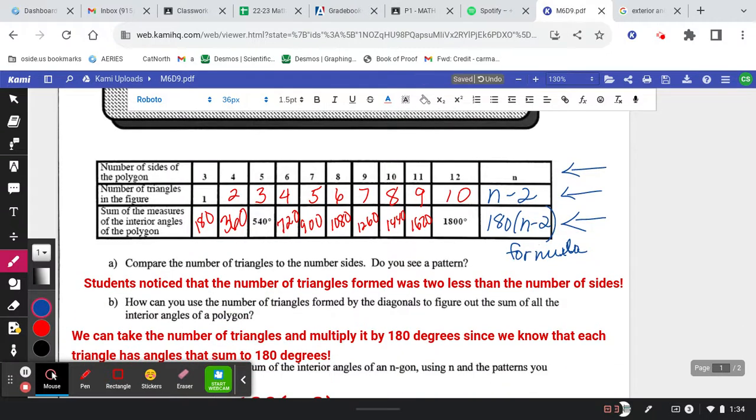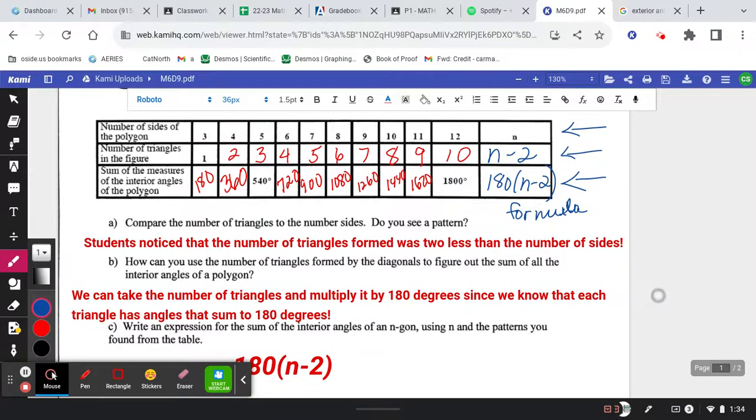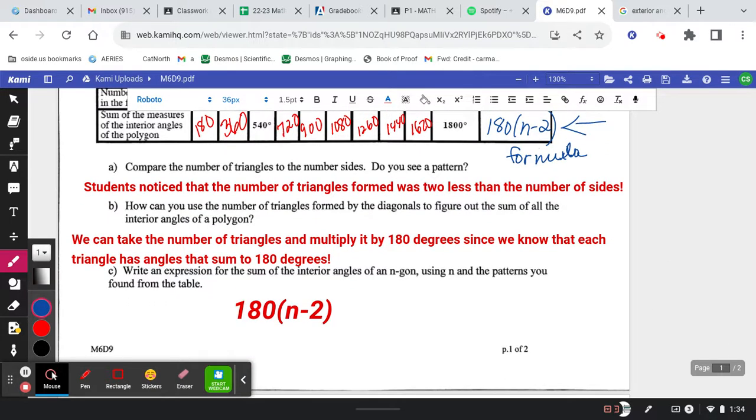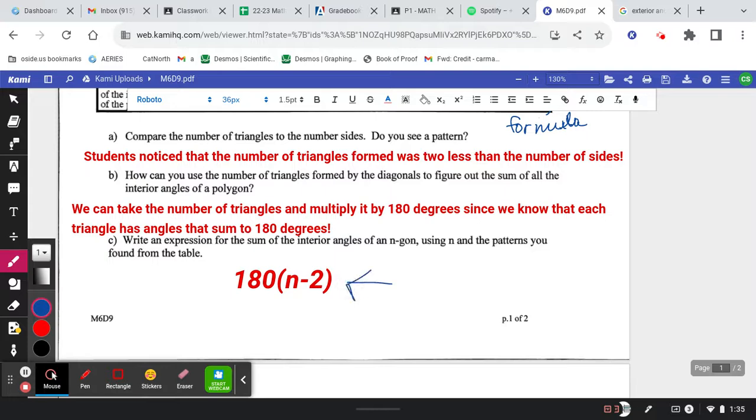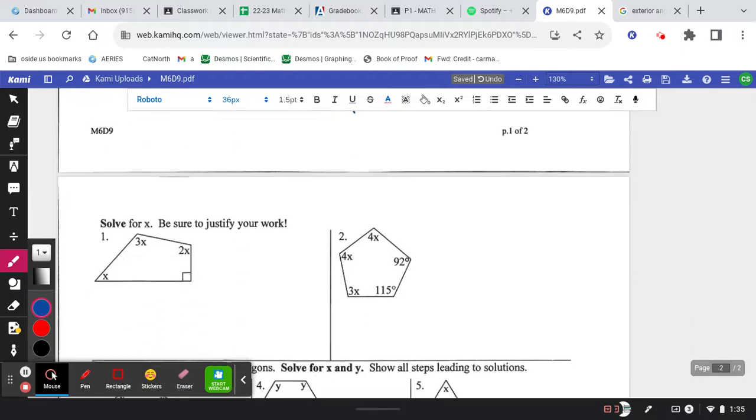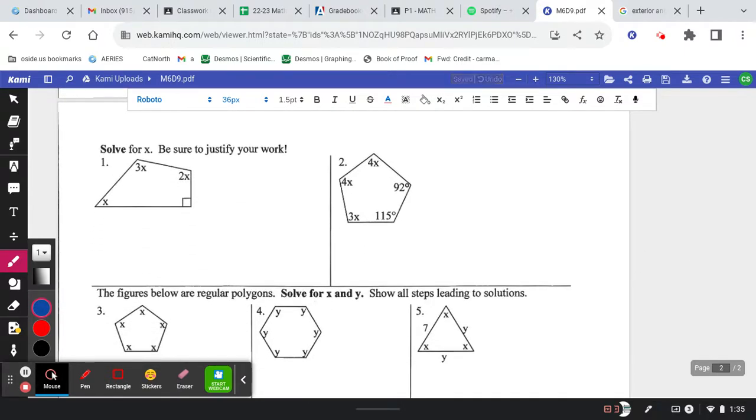This is the formula to find, given the number of sides, how many degrees inside of that polygon. So we noticed that the number of triangles formed was 2 less than the number of sides. We noticed we can take the number of triangles and multiply it by 180 since we know that each triangle has 180 degrees. And then we got this little formula here to find the measure of the angles inside of a polygon. So now that that sheet is done, you can use that as a quick reference, but we're now solving with these polygons on the back.